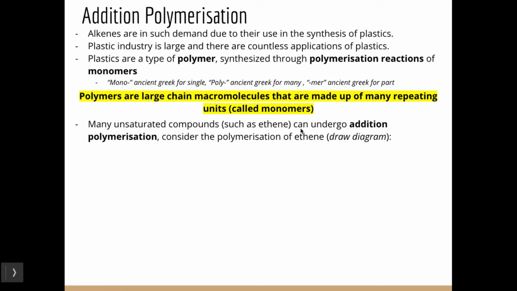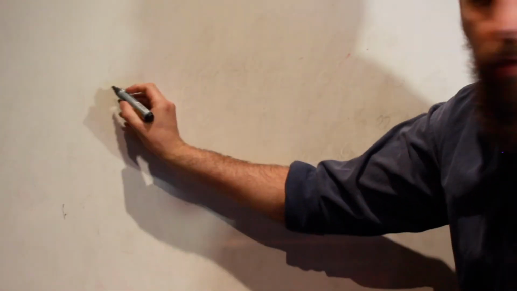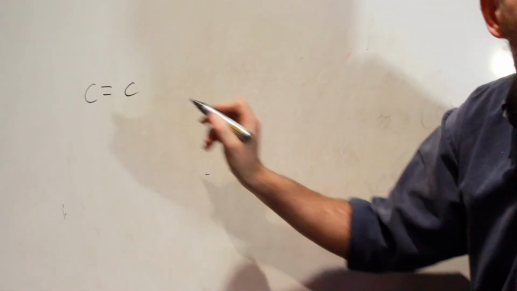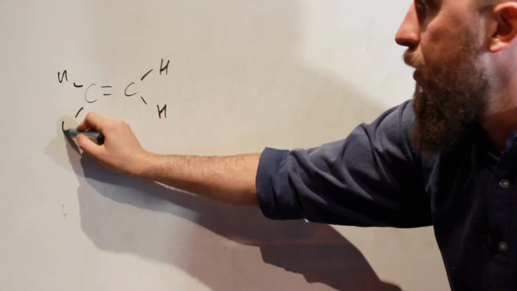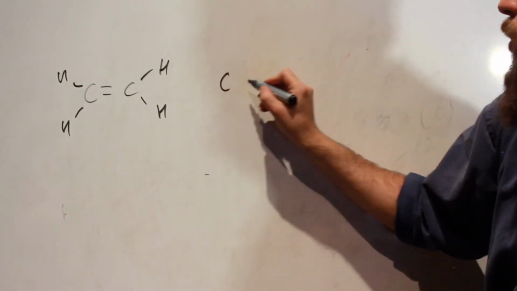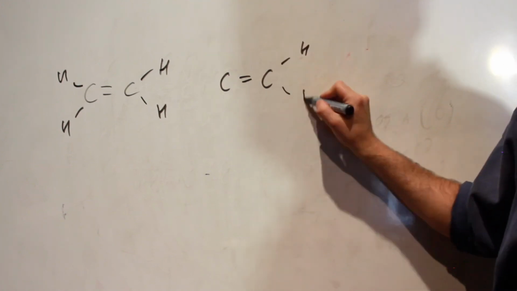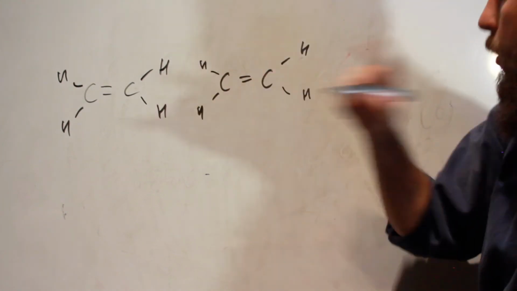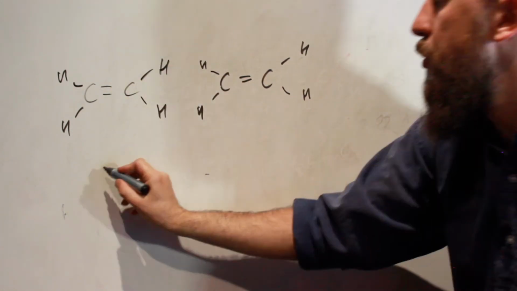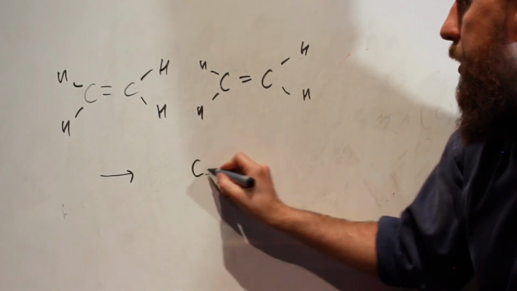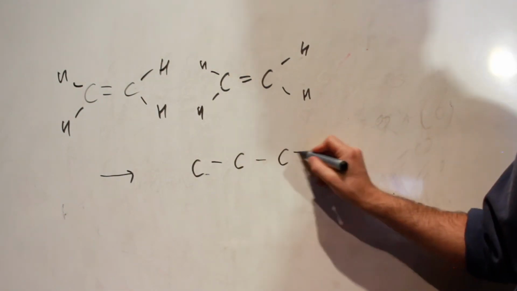Many unsaturated compounds, such as ethene, can undergo addition polymerization. Consider the polymerization of ethene itself. Let's consider we have two ethene molecules. And I add these together in an addition reaction. So I get the two reactants and I make them one product. Let's say I react them together, I open up that double bond and I form a new bond between these two carbons. I would get something that would look a little bit like this.